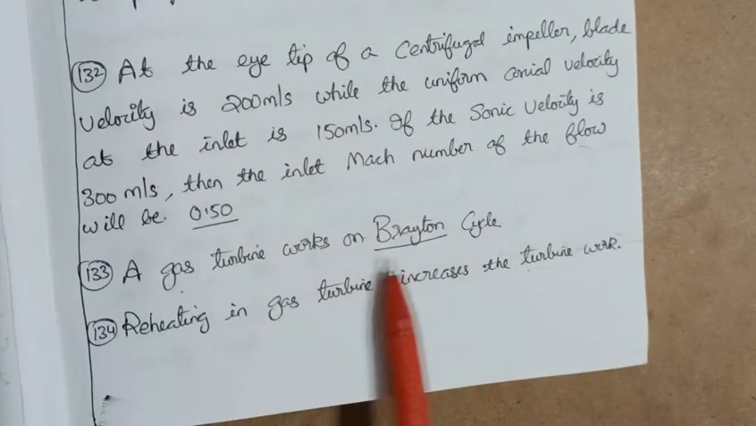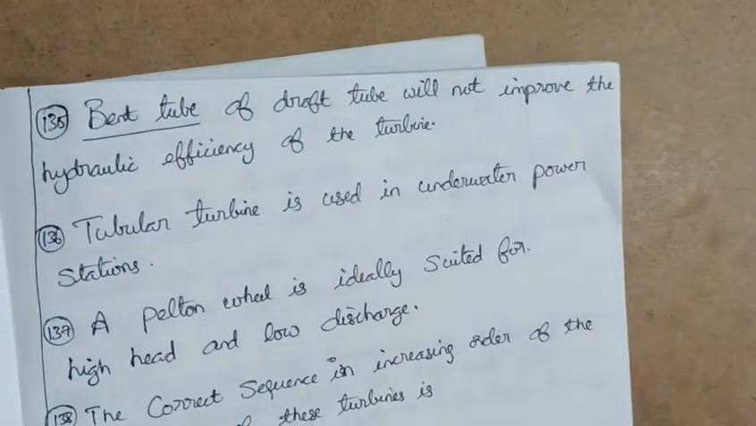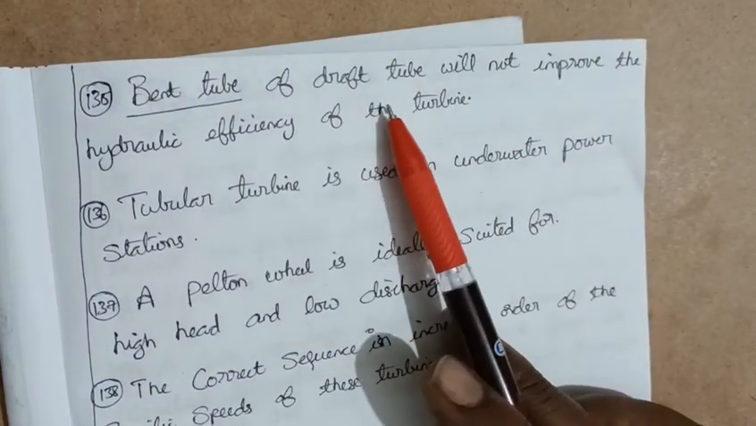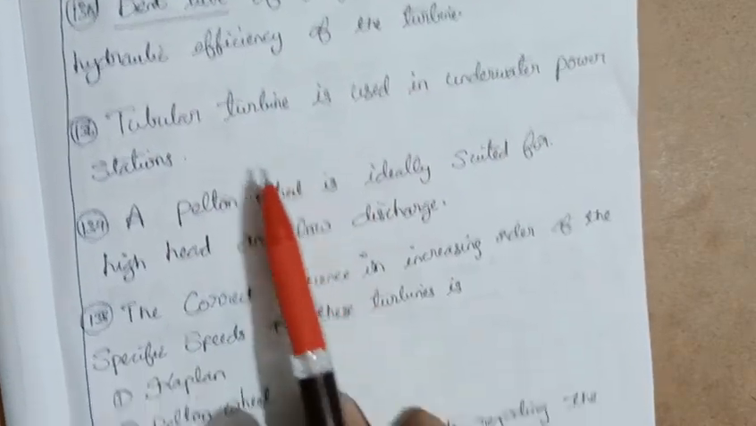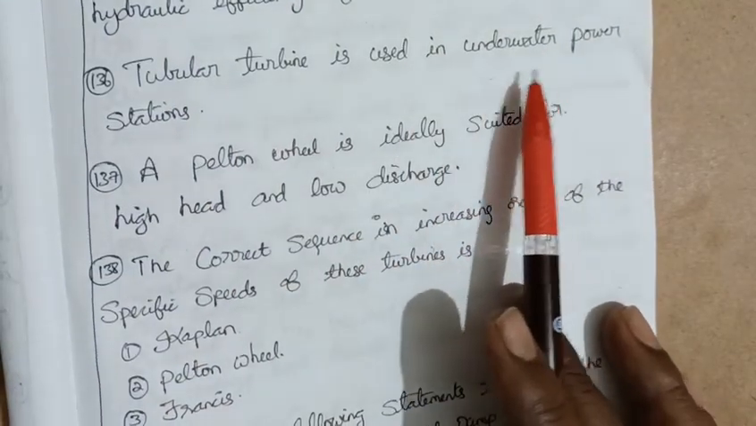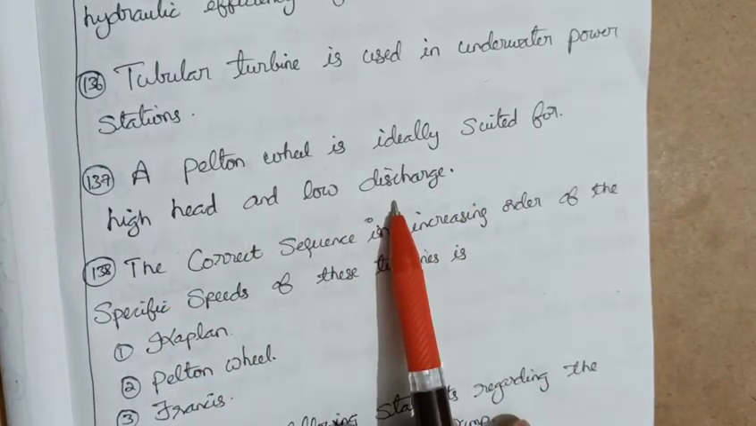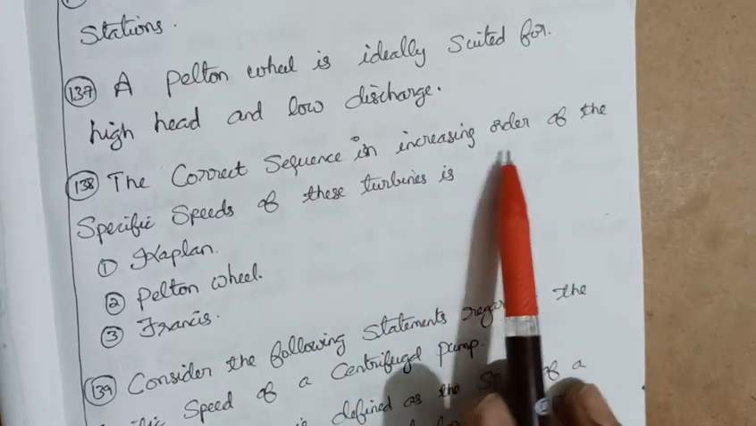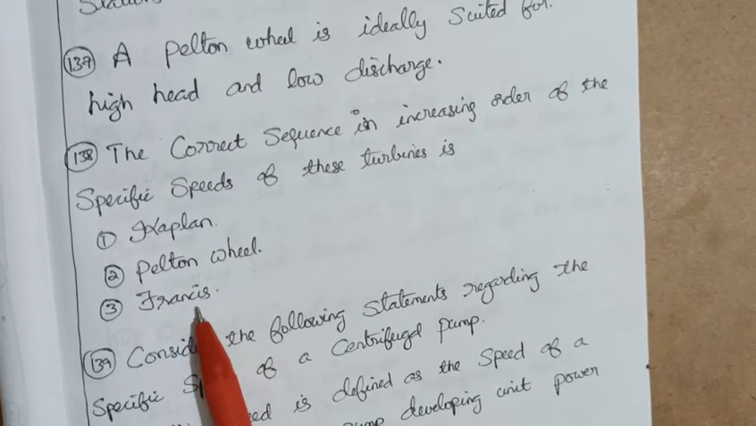A gas turbine works on Brayton cycle. Reheating in gas turbine increases the turbine work. Okay, I think all of you are understanding. Draft tube will not improve the hydraulic efficiency of the turbine. Tubular turbine is used in underwater power stations. A Pelton wheel is ideally suited for high head and low discharge. The correct sequence in increasing order of the specific speeds of these turbines is Kaplan, Pelton wheels and Francis.